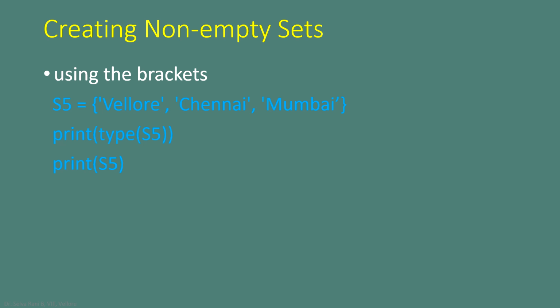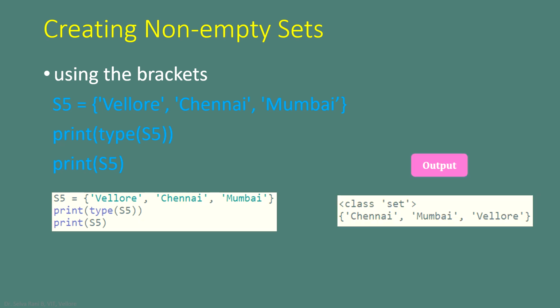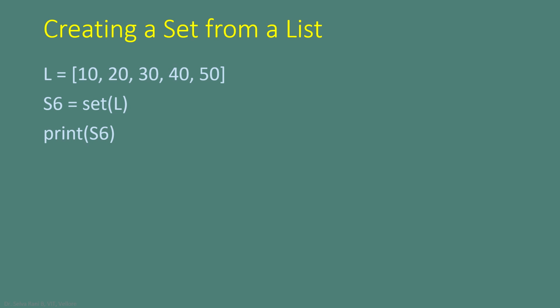By using the curly brackets, we can simply assign the elements to a set. For example, S5 is equal to Vellore, Chennai and Mumbai. Inside curly brackets, we'll create a set S5. If we check what is the data type of S5, it is going to produce class set. We can create a set from a list as well as from a tuple.